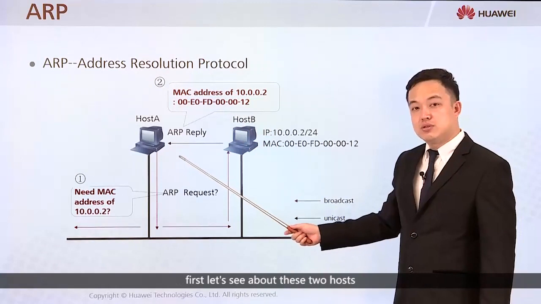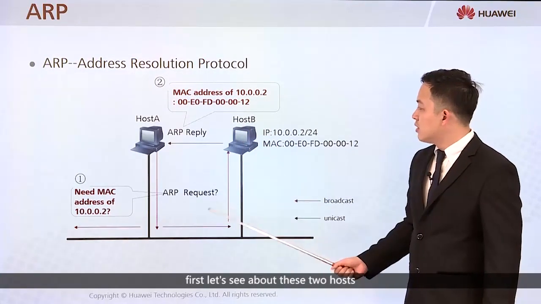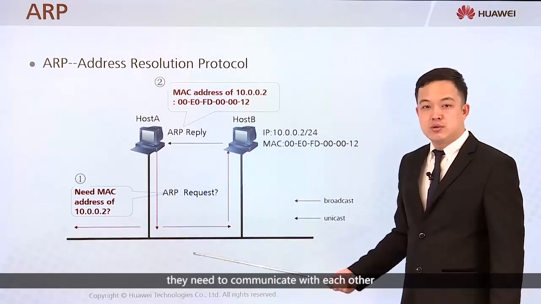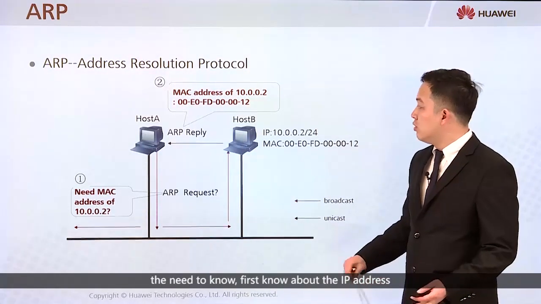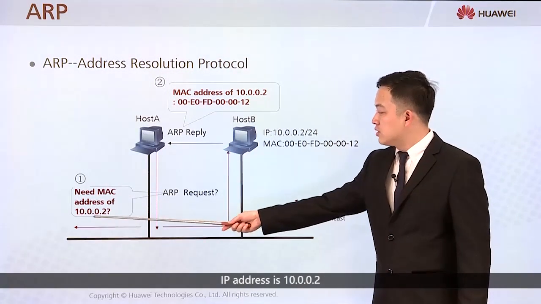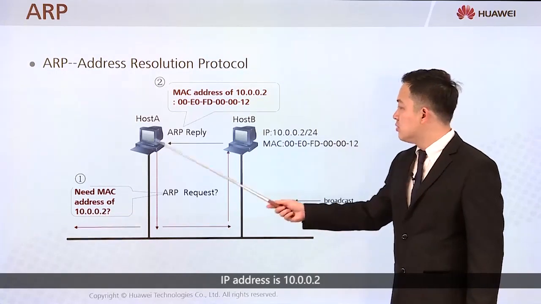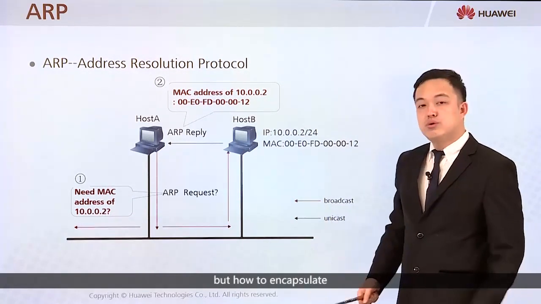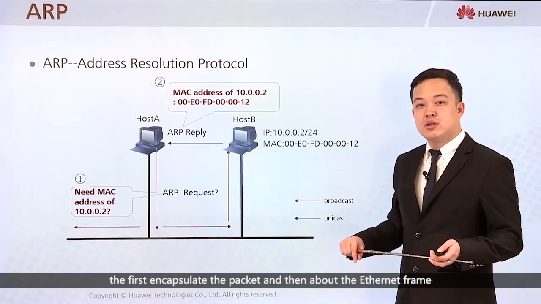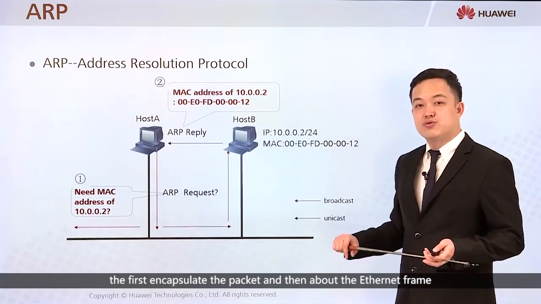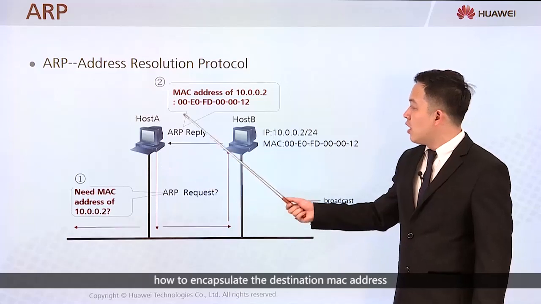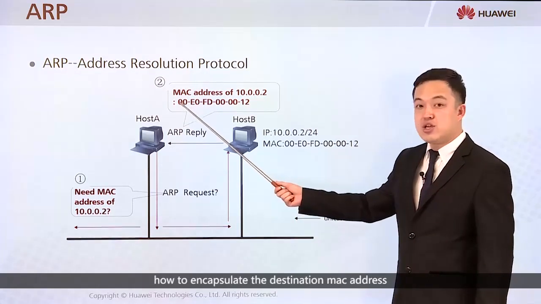First, let's look at these two hosts, host A and host B. They need to communicate with each other. Host A first needs to know the IP address, 10.0.0.2, of host B. But how to encapsulate the packet? We first encapsulate the packet and then the Ethernet frame. This is a problem. How to encapsulate the destination MAC address?